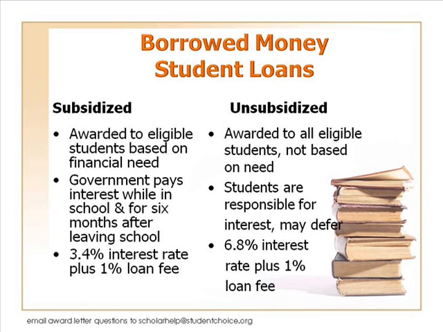Now, the other type of Stafford loans that are available to everyone up to the cost of attendance is unsubsidized loan. Now, unsubsidized loans are loans that are awarded to all eligible students, and they're not based on need. Students are responsible for the interest, but while they're in school, they do not have to pay anything. When they separate from the school, the interest rate is 6.8% with a 1% loan fee.